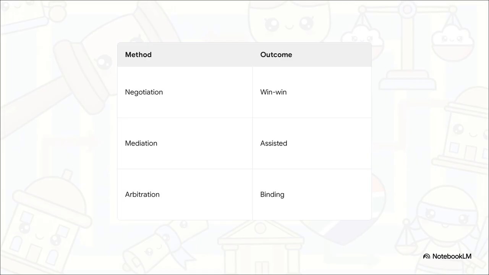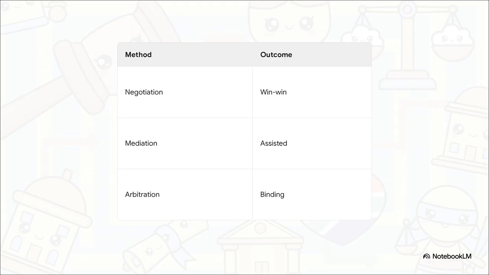To solve all those headaches, we have a sliding scale of ADR. Think of it moving from the least formal to the most formal, entirely based on third-party involvement. First up is negotiation. This is just the 2 parties communicating directly to find a win-win. 0% third-party involvement. Next is mediation. This is basically negotiation, but with the help of a neutral third party. Let's call it 50% third-party involvement.